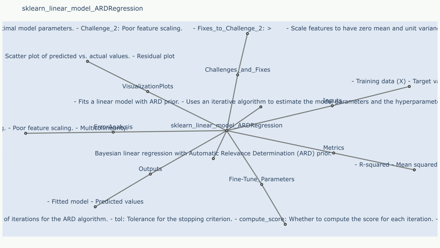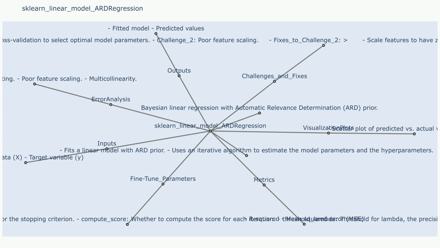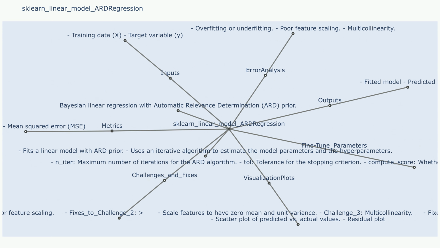Visualization plots. Feature importance plot visualizes the estimated weights of the model, highlighting the importance of different features. Residual plot plots the difference between the predicted and actual values to check for patterns or trends. Prior and posterior distribution plots visualize the prior and posterior distributions over the weights, showcasing the impact of the data on the model.